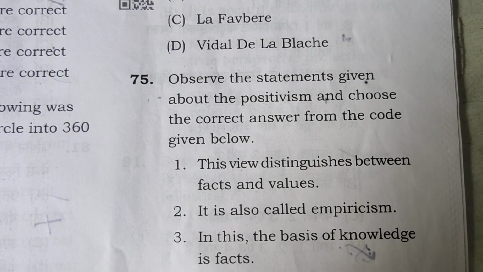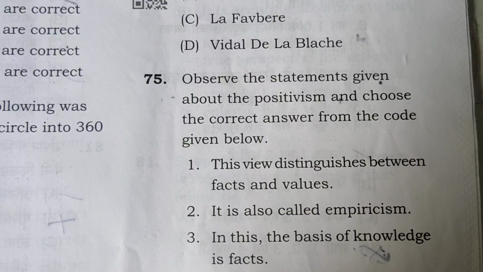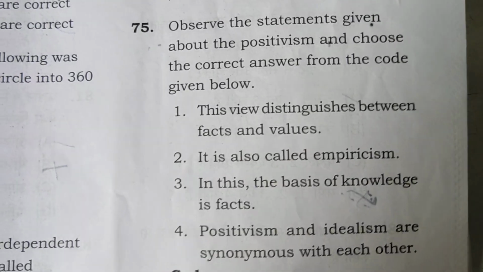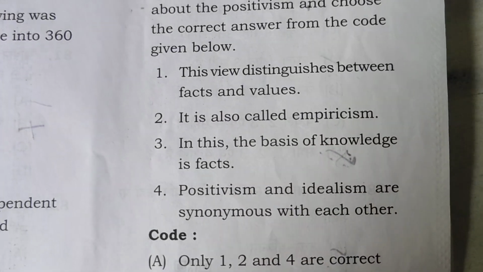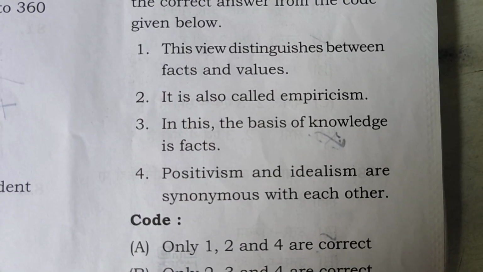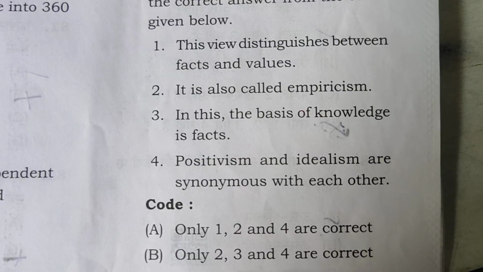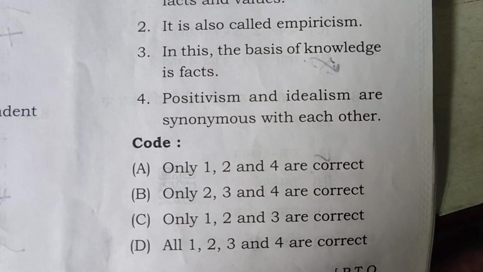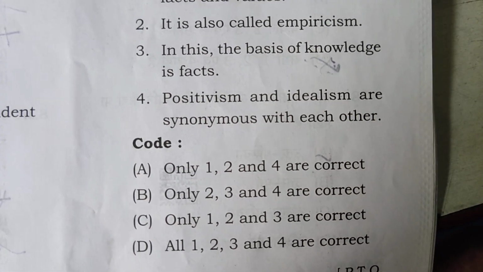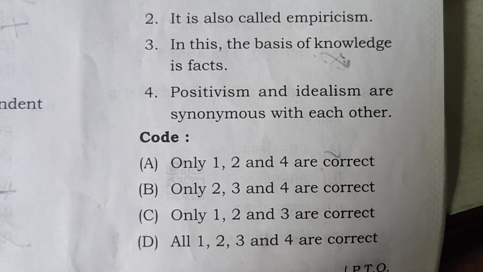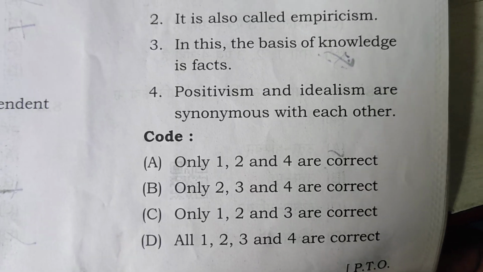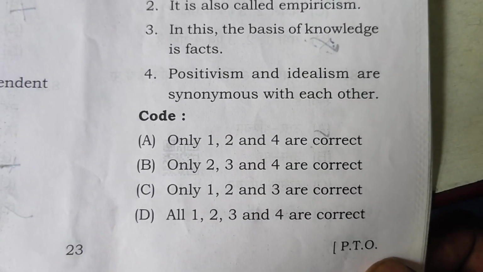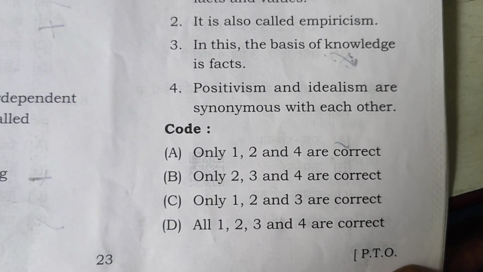Observe the statements given about positivism and choose the correct answer from the code given below. This view distinguishes between facts and values. This is true. It is also called empiricism. This is also true. In this, the basis of knowledge is fact. This is also true. Positivism and idealism are synonyms of each other. 4 is not correct because idealism is not a synonym; it is the opposite of positivism. Therefore, the fourth option is not correct. 1, 2, 3 are correct.